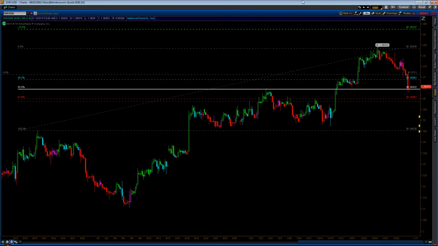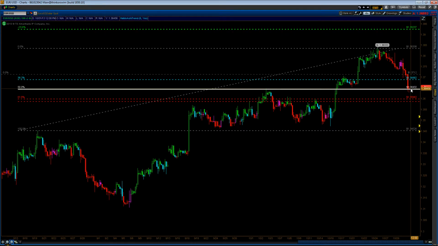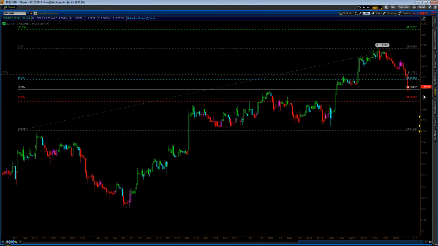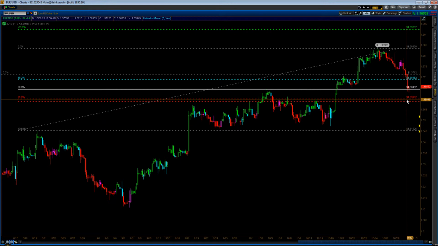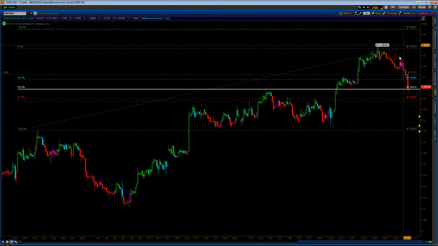We had a 136.45 entry. The stop was at 135.90, just below the 61.8 line, and our target is 139.15, a little bit of a front run of the target at 139.20s. We're looking for a 136.80 to 137 first profit objective.